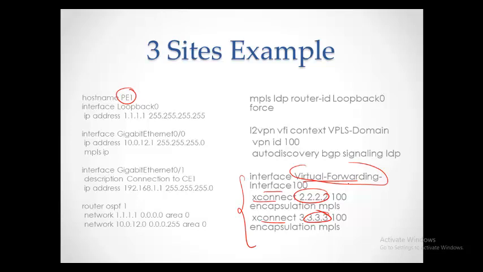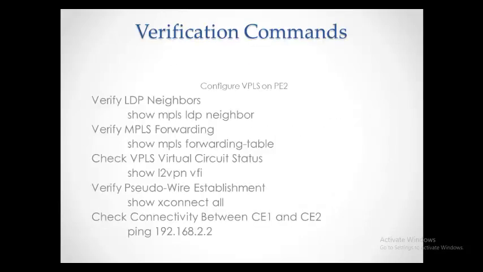Now, these are all the verification commands you may use. Show mpls ldp neighbor. This one is just to check MPLS neighborship. This is to check the MPLS forwarding table. This is what for VPLS: show l2vpn vfi. It will show you with which sites it is up. Or you can also use this command which we did yesterday, show xconnect all. And then you can try pinging your remote site, you will be able to ping.